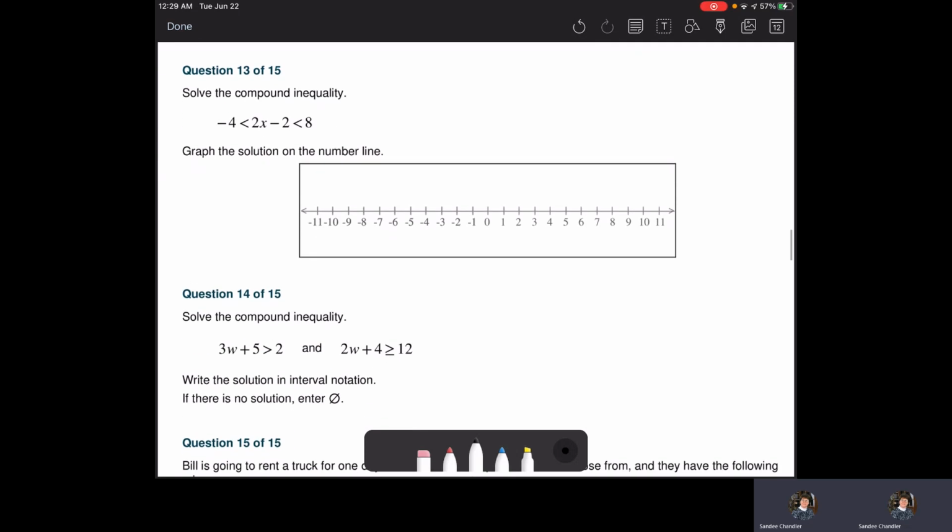All right, so we got another one. We want to solve it and then graph it. Okay, so we got a compound inequality. Notice the x is in the middle. When the x is in the middle of a three-piece compound inequality, you want to keep x in the middle.